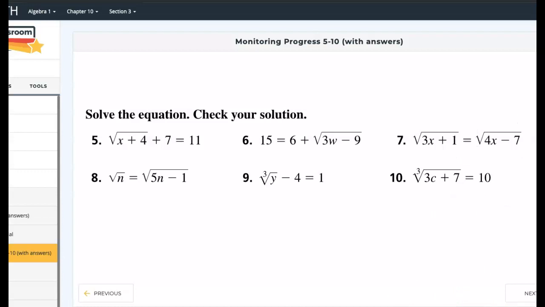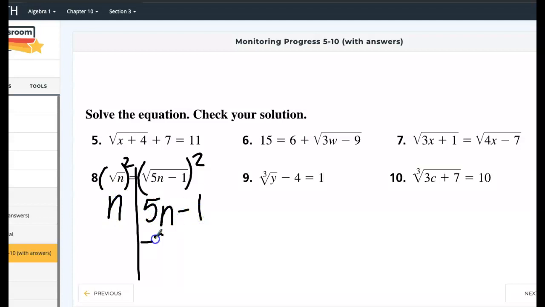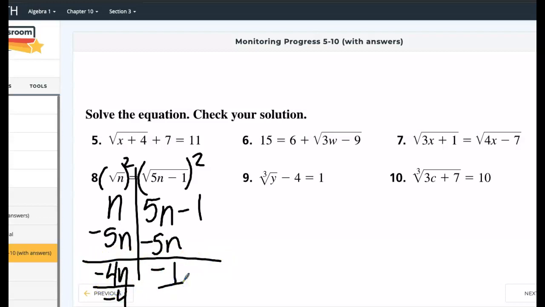Okay. Next one, what would I do first? Square them, not square root. So I get n equals 5n minus 1. Then I would subtract 5n. So I'd have negative 1 equals negative 4n. Then I would divide by negative 4. n equals 1/4, or what is it as a decimal? 0.25. Thumbs up if you got that.